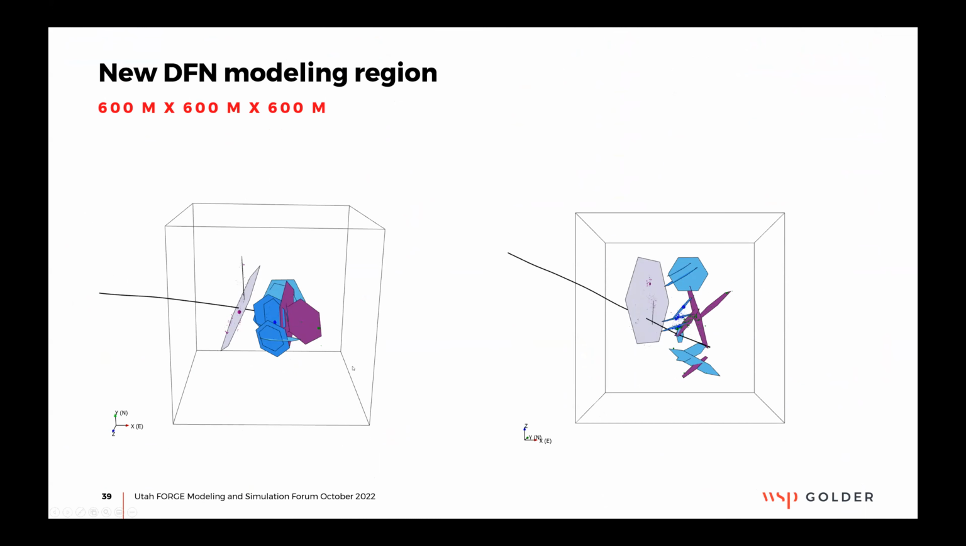All right, so what we're working with now are these 15 features. We're also combining that with some of the stochastic features that we had been using for modeling purposes further away from the well, but near the well, the large features that we are including in our modeling are these 15 fractures. And we're using a modeling region of 600 meters square.